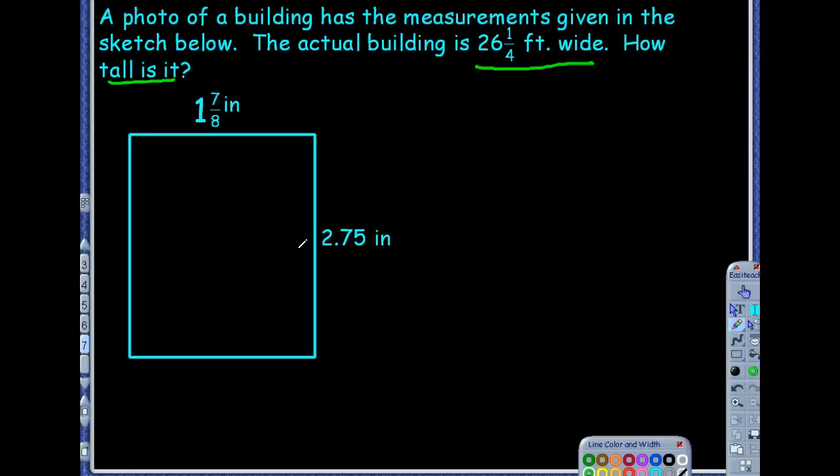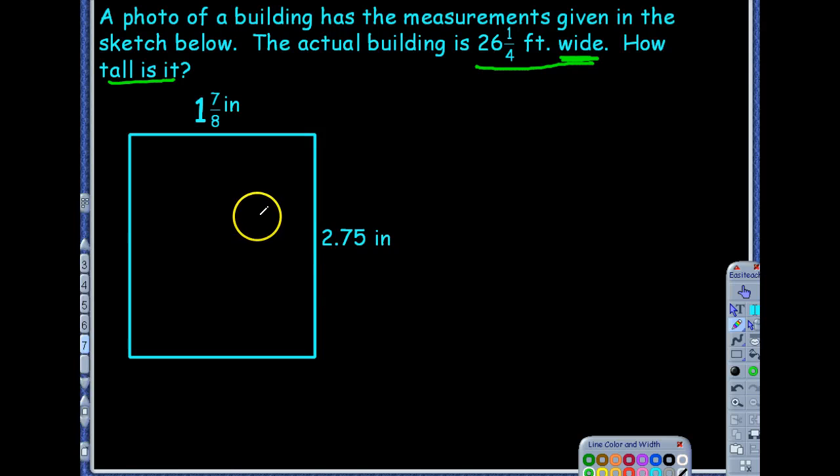This is not a new concept. Now, one thing that I often see mistakes on is this idea of, it says it's so many feet wide. How do I know what that actually corresponds to in the photo, not the actual building, the photo? Yeah, one thing that we want you guys to realize is the length is always going to be the longer of the two.